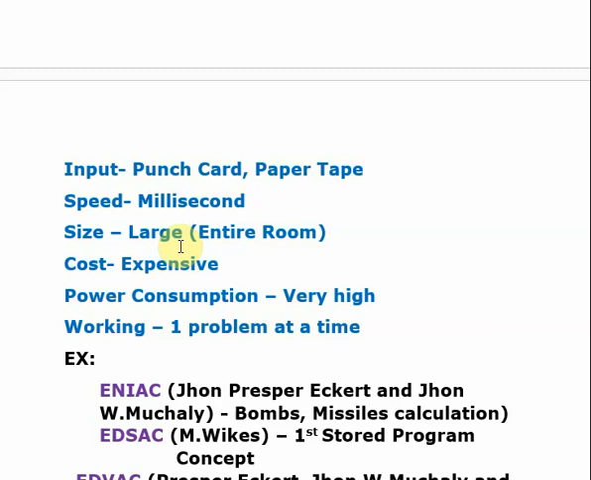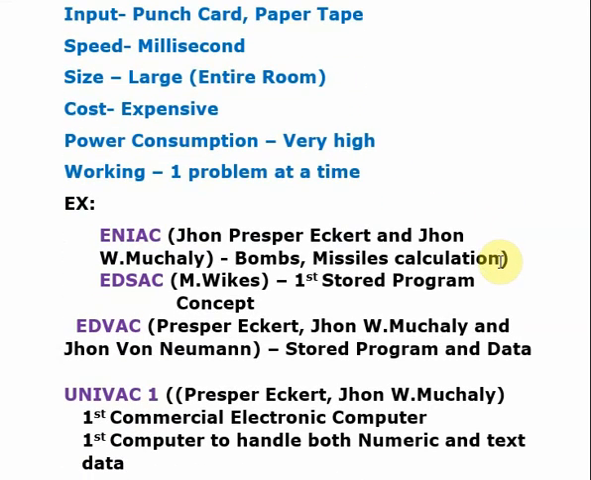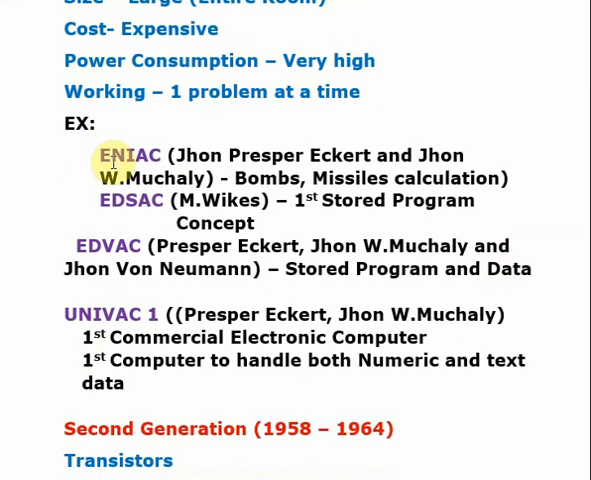In this first generation, many computers were introduced. Basic names like ENIAC. You do not need to remember all the inventors' names, but roughly all these machines were introduced in the first generation. This was specifically used for bomb and missile calculation. This is the first stored program concept. EDSAC, first stored program concept. Then EDVAC, stored program and data. There is enough capacity for stored program and for data as well.